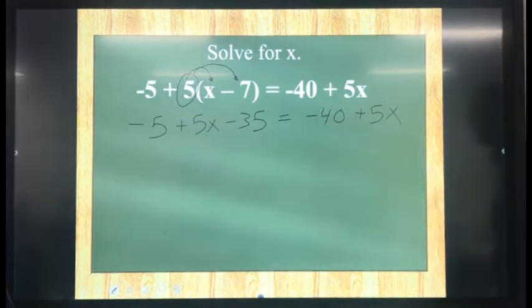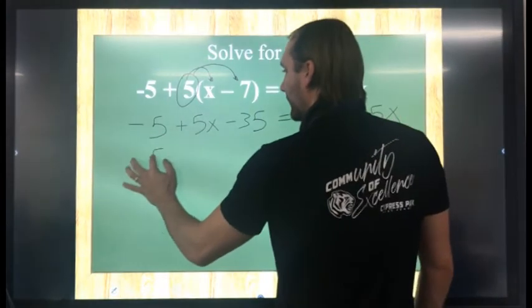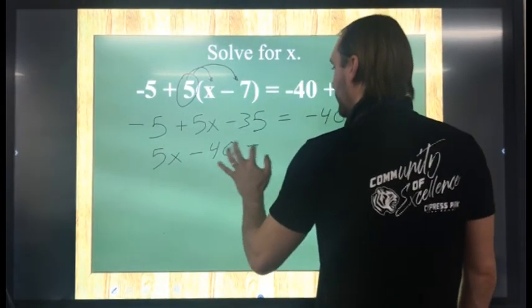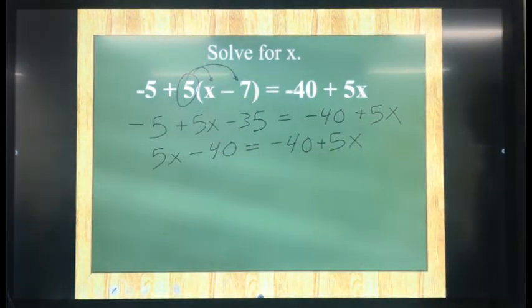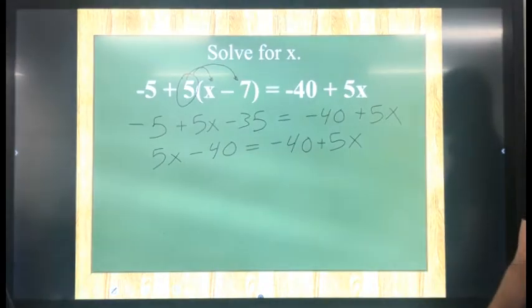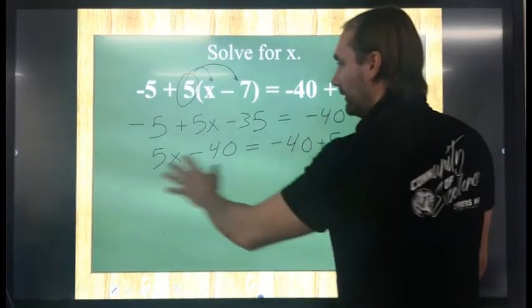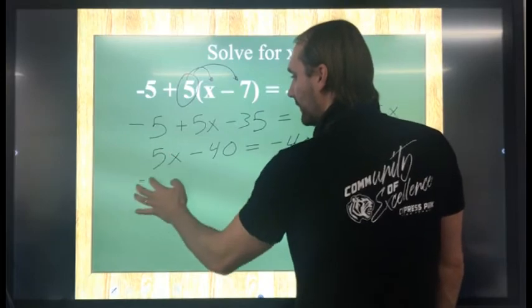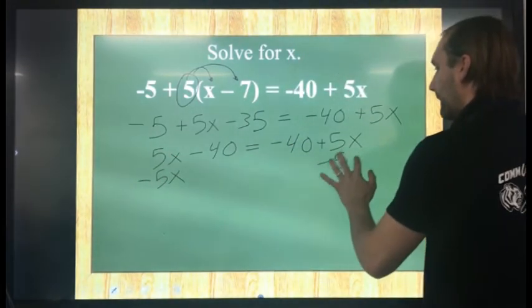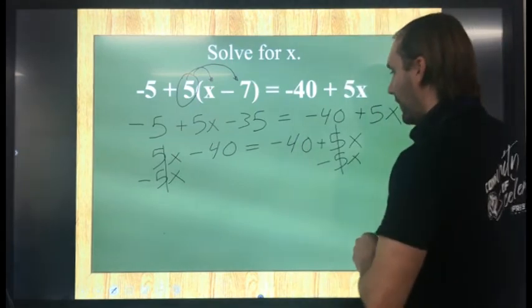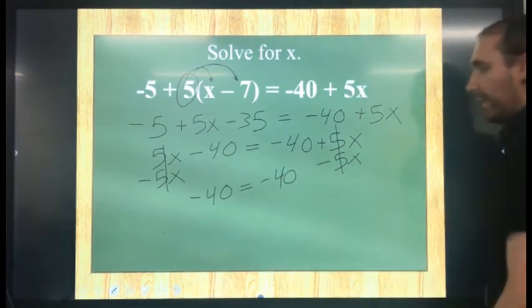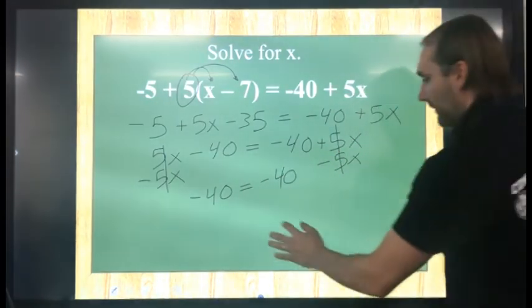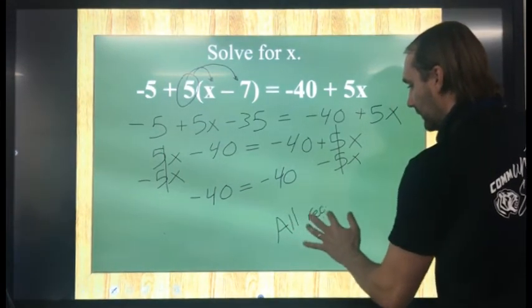After that, I want to add these numbers together. That's negative 40. So 5x minus 40 equals negative 40 plus 5x. Now about the x's, we want to get x on one side. So what's the opposite of adding 5x? Subtracting 5x. That cancels out. Uh-oh, it cancels on both sides. I'm left with negative 40 equals negative 40. What does that mean? All real numbers. The solution is all real numbers.